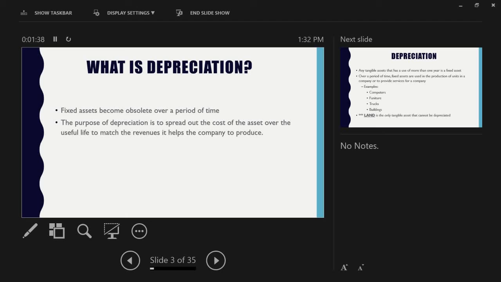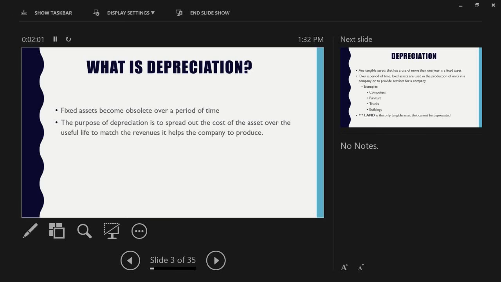And on top of that, your asset's going to lose its value over time. If you purchased this machine 10 years ago, do you think 10 years from now you can sell it for the exact same price? No, of course not. So this is what depreciation means.